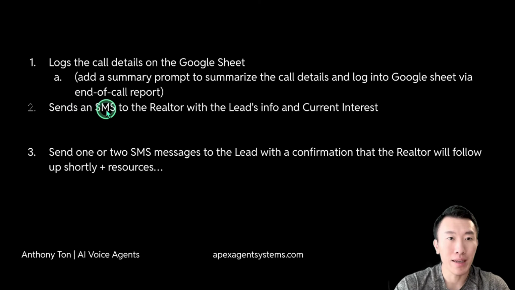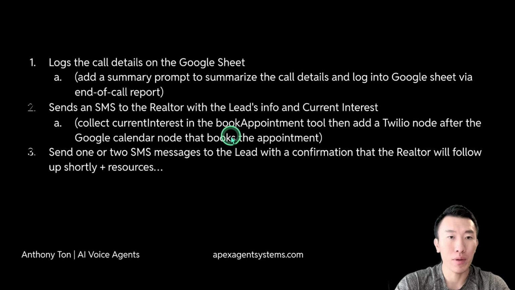Next, we're going to send an SMS to the realtor with the lead's information and current interest. In order to do that, we'll just need to use an SMS node. Typically, we use Twilio in this community, but the way that we'll do that is we'll first need to collect the lead's info and also collect their current interest, right? So we're going to collect the current interest into the book appointment tool and then add a Twilio node after the Google Calendar node that books the appointment. That makes a lot of logical sense, right?